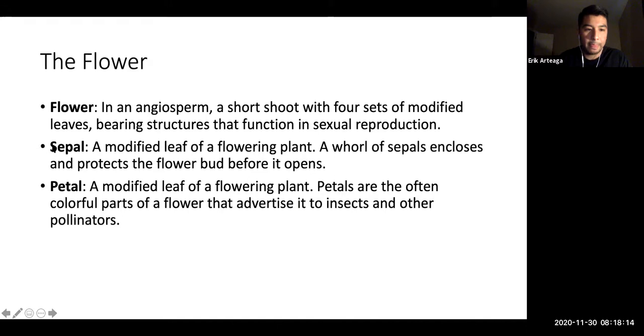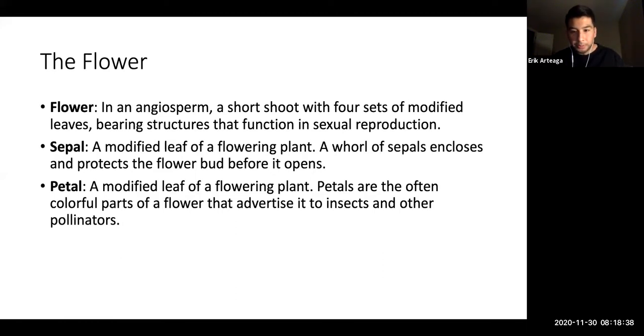All right, the flower. A flower in an angiosperm is a short shoot of four sets of modified leaves bearing structures that function in sexual reproduction. So you have a sepal. This is a modified leaf of a flowering plant. A whorl of sepals encloses and protects the flower bud before it opens.